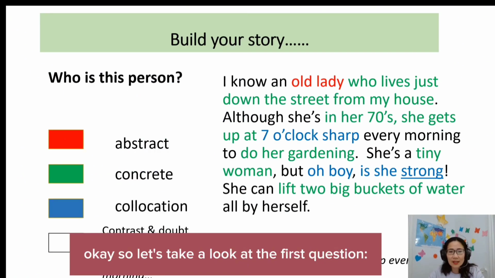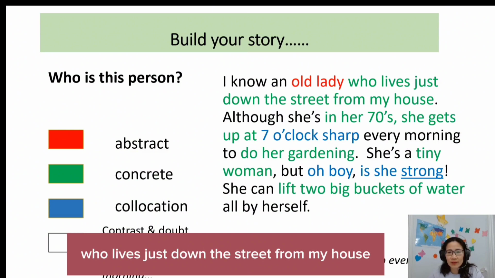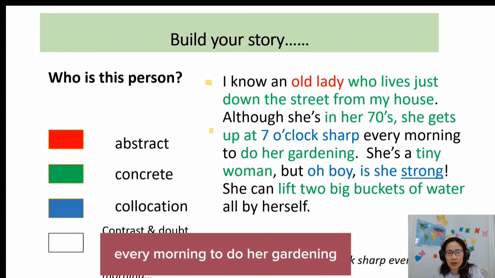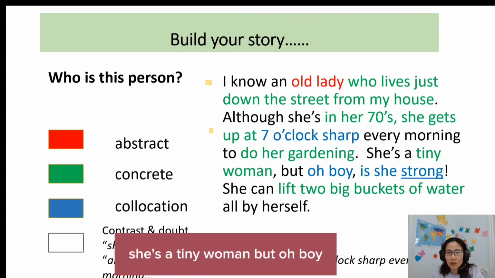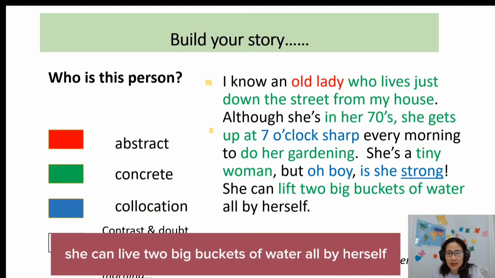Okay, so let's take a look at the first question. Who is this person? I know an old lady who lives just down the street from my house. Although she's in her 70s, she gets up at 7 o'clock sharp every morning to do her gardening. She's a tiny woman, but oh boy is she strong. She can lift 2 big buckets of water all by herself.